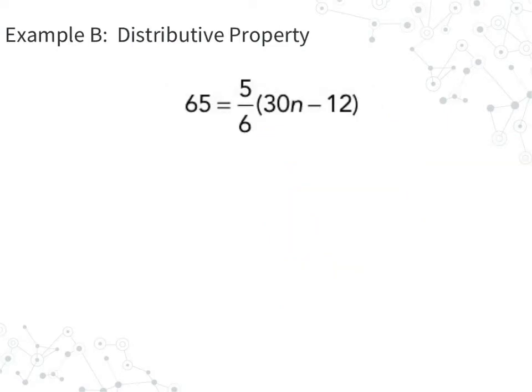Here we are at example B, and it says distributive properties. So this time I have to use the distributive property to simplify my equation before I start solving. So again, I'm going to draw that wall because I don't want to get the 65 in here. It doesn't need to be part of the equation or part of the distributing property part because it's on the other side of that wall. So I'm going to be distributing 5/6 to 30 and 5/6 to negative 12.